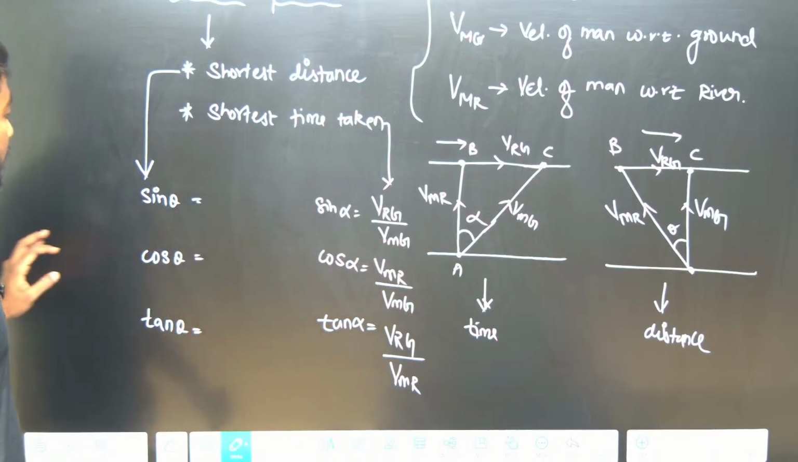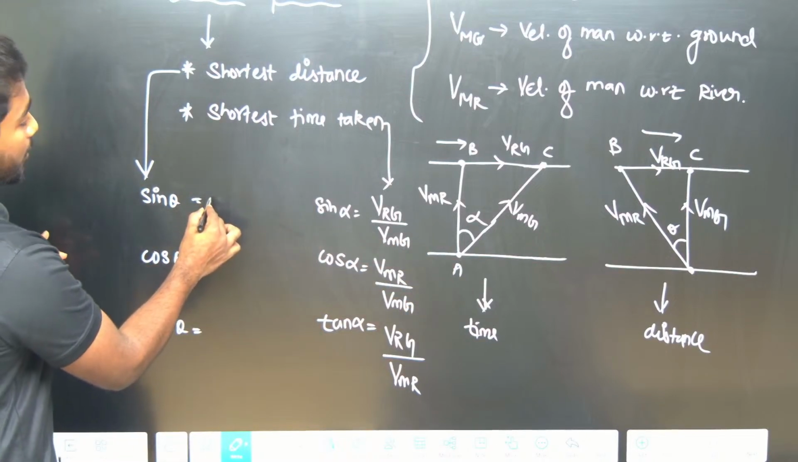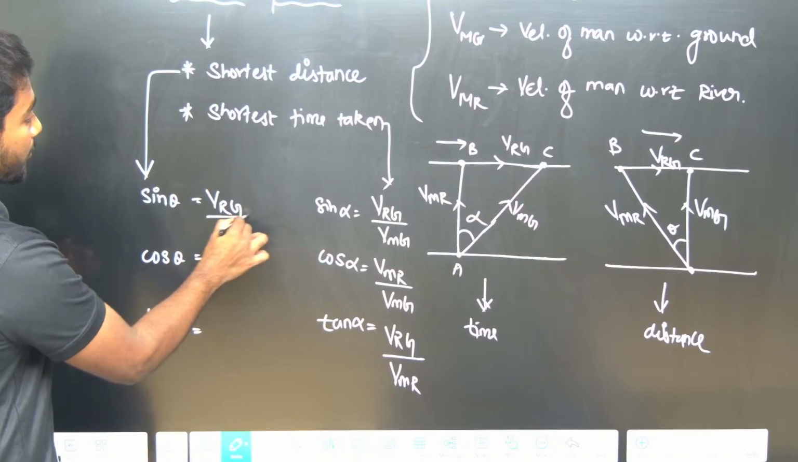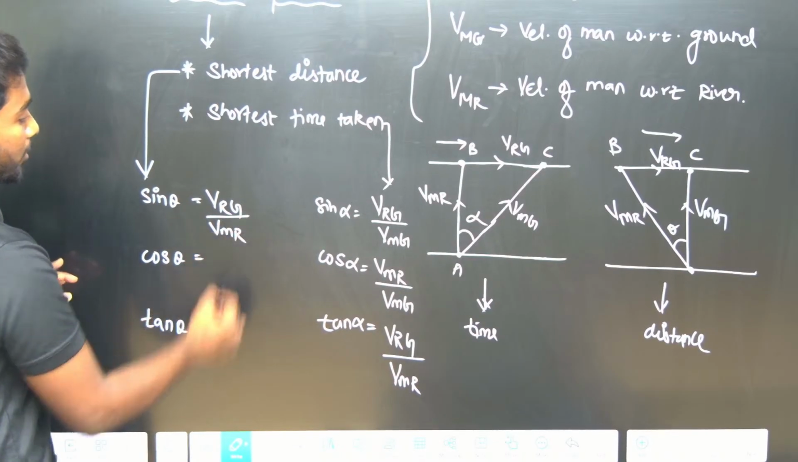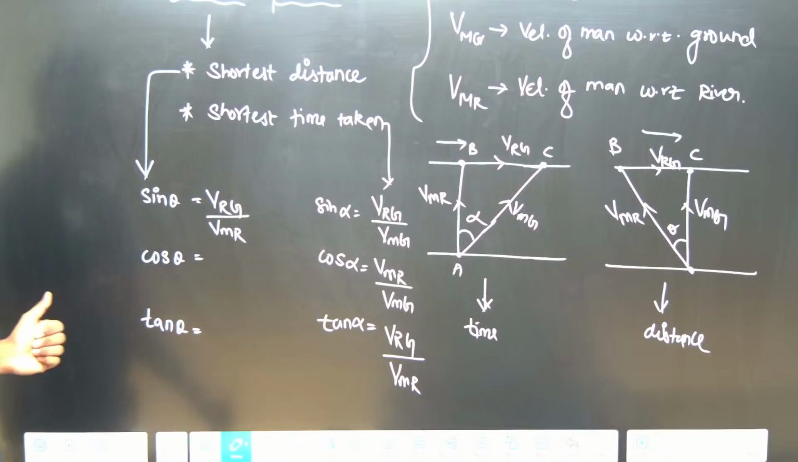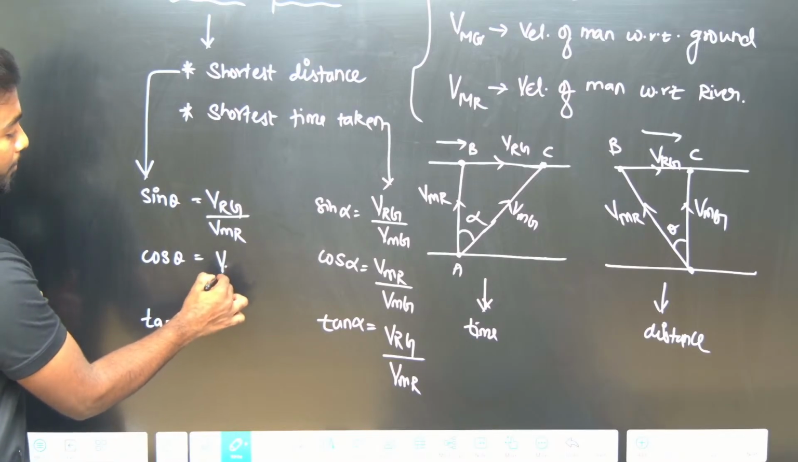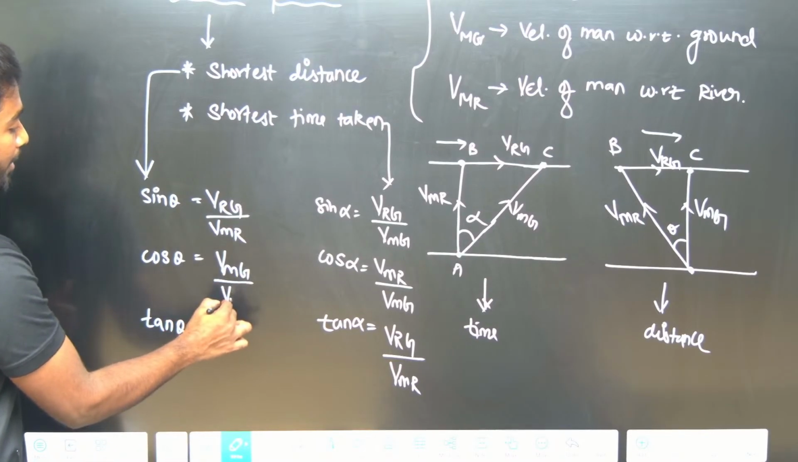Now for the shortest distance, sin theta is opposite: velocity of a river with respect to ground by velocity of a man with respect to river. Next, velocity of a man with respect to ground by velocity of a man with respect to river.